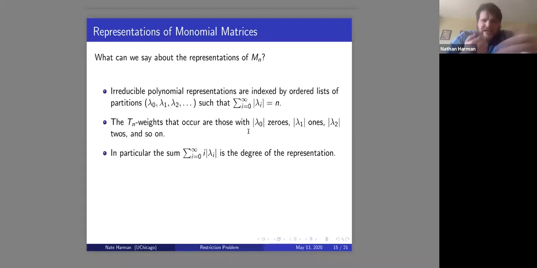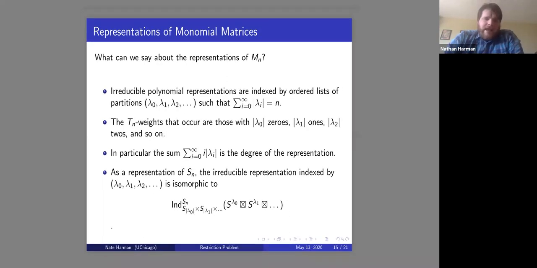We know what the torus weights that occur are in terms of this combinatorics, and we know what the degree is. I mean, what these things actually are isn't that important. It's that it's an easy combinatorial thing to work out. And we also know how to restrict from a representation of monomial matrices to the symmetric group. So it's again a form of an induced module.